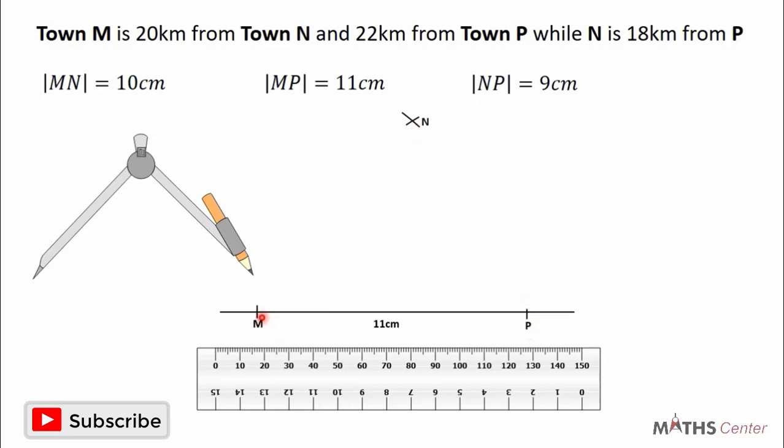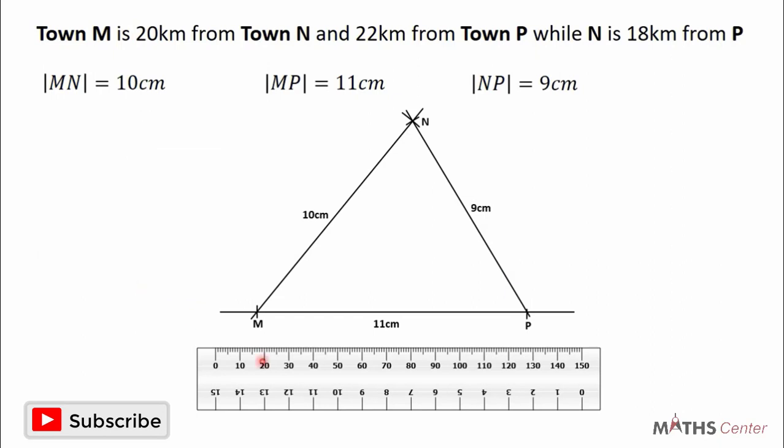To get the side MN, we will draw a straight line to join point M to point N. The length of the side MN is 10 centimeters. And to get the side NP, we will draw a straight line to join point N to point P. The length of the side NP is 9 centimeters. We are now done with both the compass and the ruler, so I'm going to take them off so that you see the triangle very clearly.